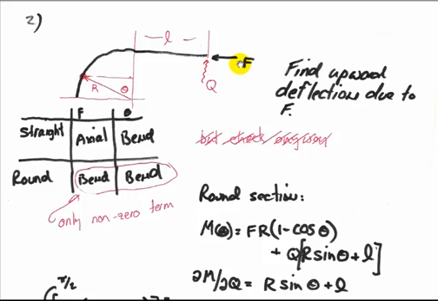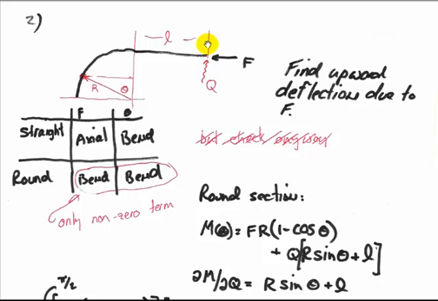Now, in order to calculate an upward deflection, we have to have an upward load. So we're going to place a dummy load Q at the location where we want to calculate the upward deflection. Eventually, we'll set that load Q equal to 0, and we'll see what falls out for the upward deflection.